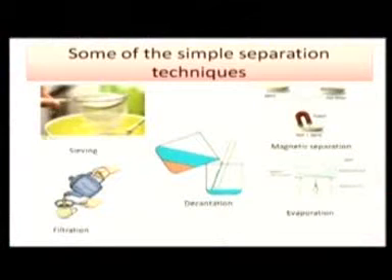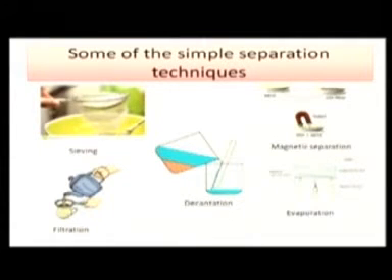Similarly, in decantation, without disturbing the precipitate, we pour off the top layer, the supernatant. That is called decantation. The other one is evaporation. In evaporation, we boil the mixture. Generally the mixture is composed of both solids and liquids. When you boil this mixture, the liquid substance evaporates and the solid remains in the dish.